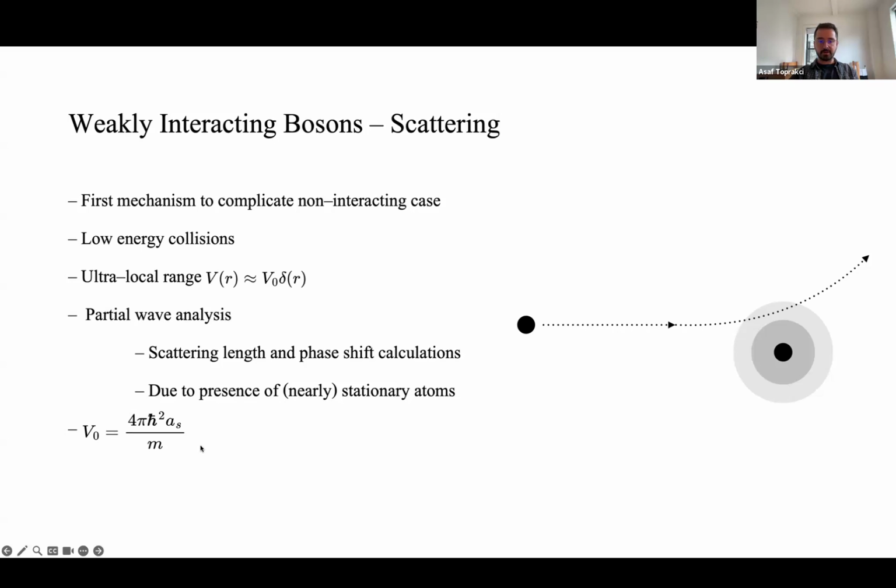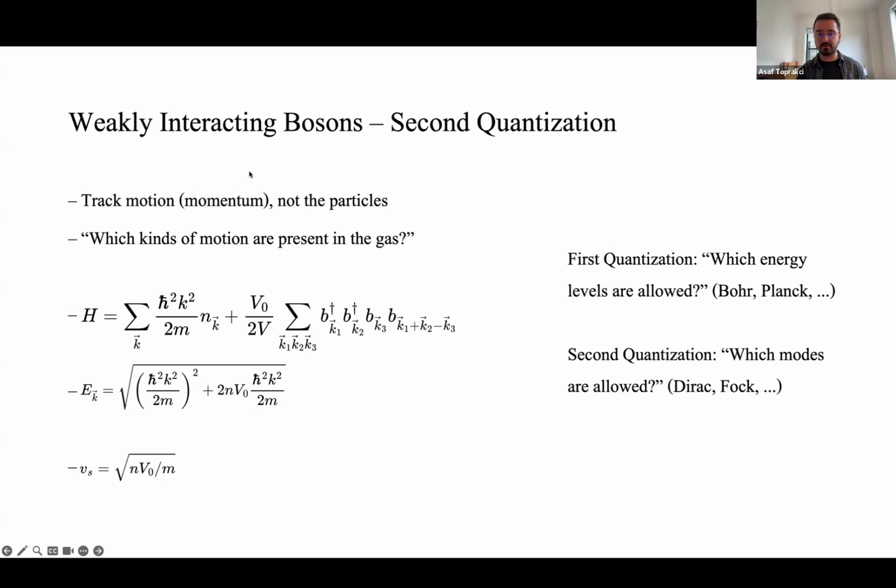After we write down the scattering energy term in our Hamiltonian, we have to work out the Hamiltonian. To do this, the best method we have is writing the Hamiltonian in the second quantization notation. Since we have indistinguishable particles, we essentially cannot track which particle goes where, because they are exactly the same. They don't have anything different. So what we do is ask which kinds of motion, or which modes, are present in the system. Second quantization helps us with that.